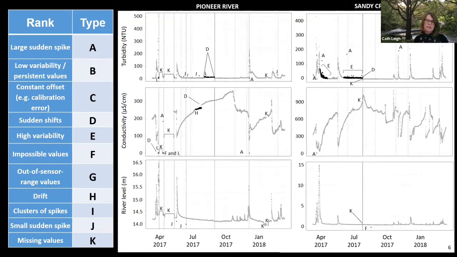And we can see here, if we look again quickly just at the Pioneer and Sandy Creek data, that we've got a few different examples of these in the time series for the different variables we're monitoring. And you can also see all these vertical lines are where there's some sort of sensor maintenance or calibration going on. And so that information is also important to gather.